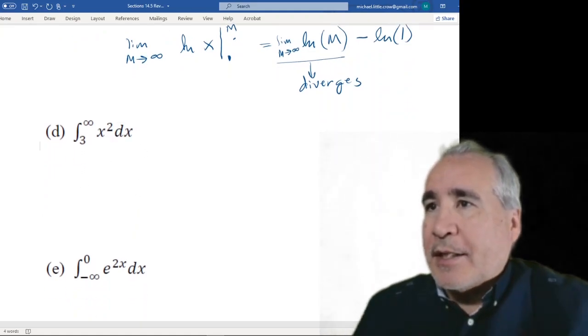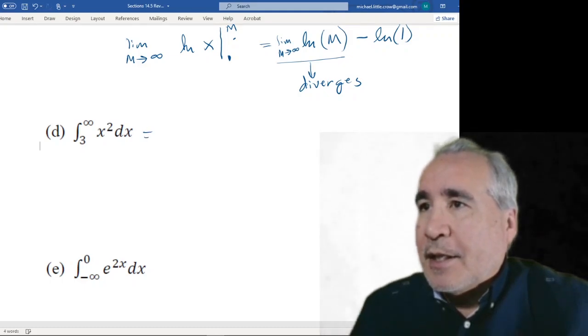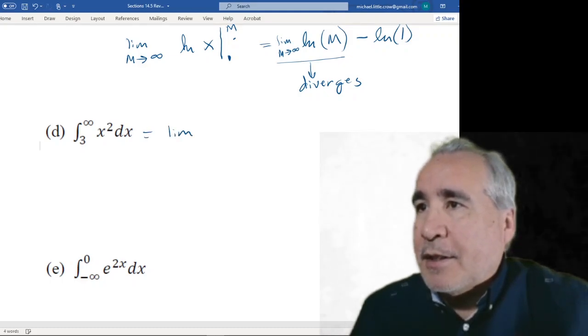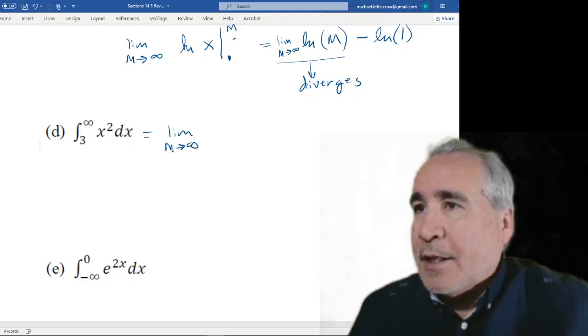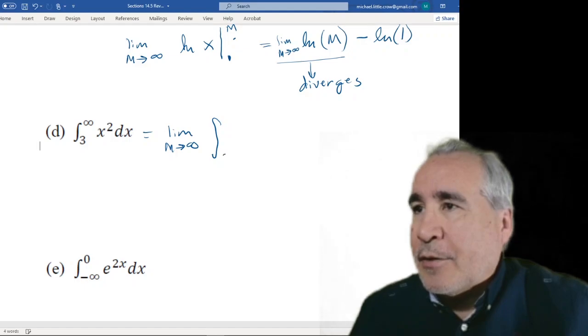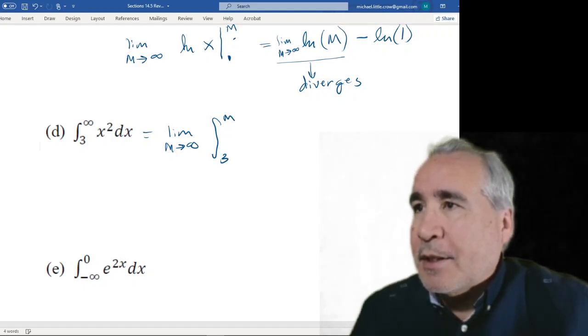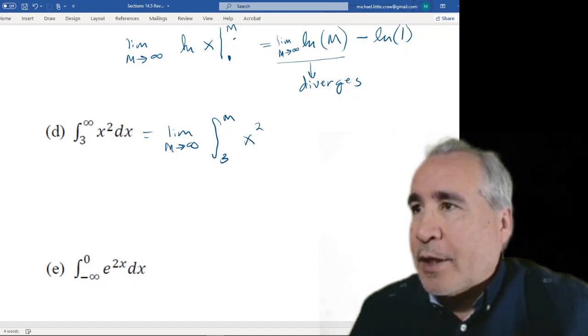So let's come back to this one. And we're going to take the limit as m goes to infinity. And we're going to rewrite this going from 3 to m. X squared dx.